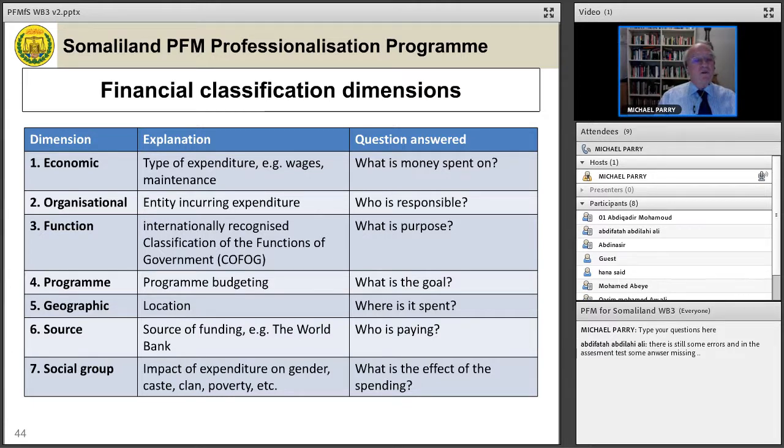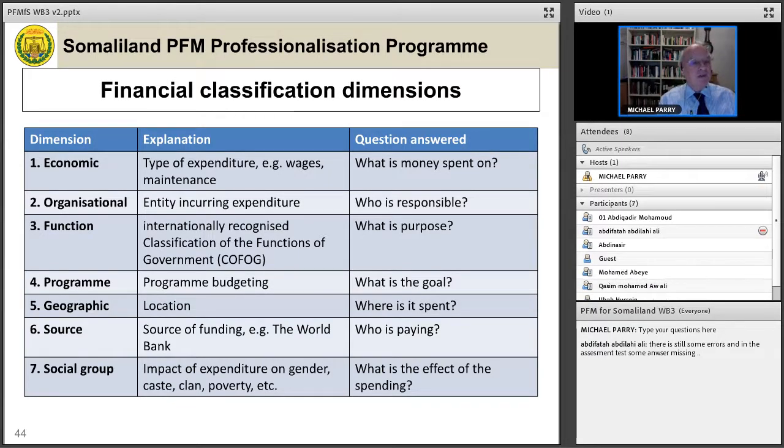We generally talk about the dimensions of financial classification, and this is where we differ from the classification that's used in the commercial sector, which will usually be much simpler. It would usually be just the first two, economic and organizational. Economic classification is the type of expenditure, wages, maintenance costs. It tells you what the money is spent on. The organizational classification tells you the entity incurring the expenditure. It tells you who's responsible for the expenditure.